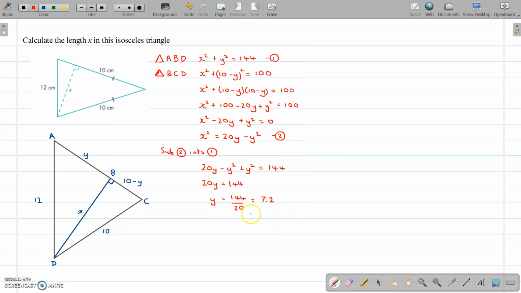Now, if y is 7.2, I can substitute 7.2 into the equation to find out what x is. So I'm going back to equation 1, substituting y equals 7.2 into it. That gives me x squared plus 7.2 squared equals 144.